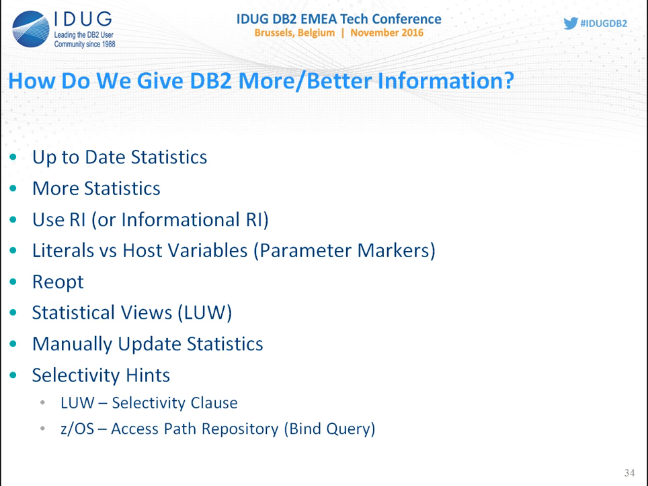So how do we give DB2 more and better information? The first thing is to make sure your statistics are up to date. The second thing is to gather more statistics, which we'll get into. RI can give DB2 more information. The choice of literals versus host variables. There's the re-opt option. On LUW, there are statistical views. We can manually update the statistics if we don't want to run a full RUNSTATS and we think we know better. And finally, we can use selectivity hints.